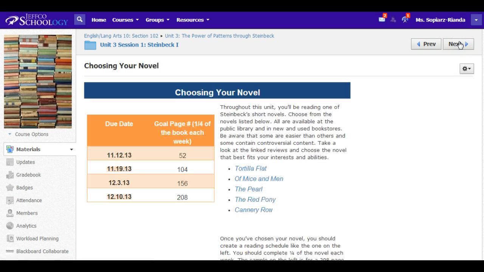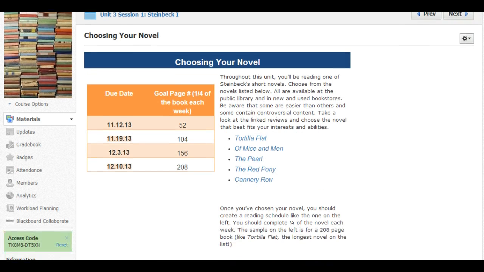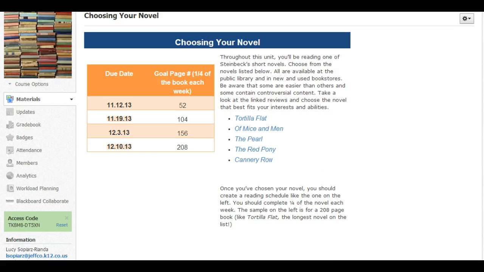And then click Next. And as I mentioned, throughout this unit, you're going to be reading one of Steinbeck's short novels, just one. So choose from the novels listed below. All are available. Be aware that some are easier than others. And remember, I sent out that message, and there's a link to a few of the controversial content.